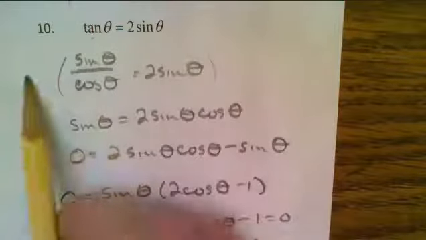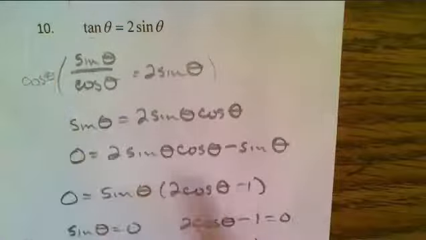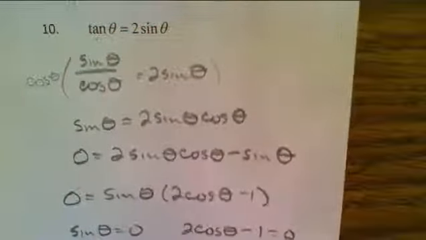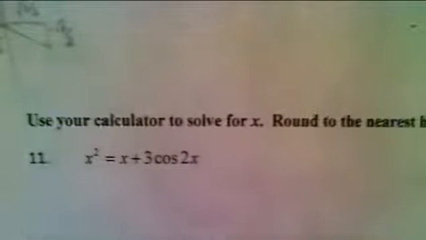So with that one, you just had to put tangent in terms of sine and cosine. To get rid of that cosine in the denominator, we multiplied by cosine theta. And then once I see I had this, it was back to those. Let's get a 0, and then let's factor out the common factor. Okay, and then the last two real quick, we just have to use your calculator for. So just put those into your calculator.